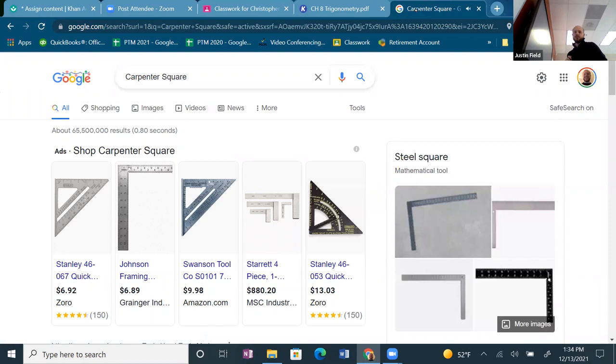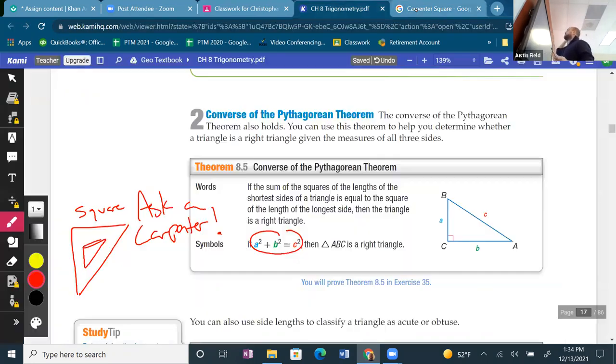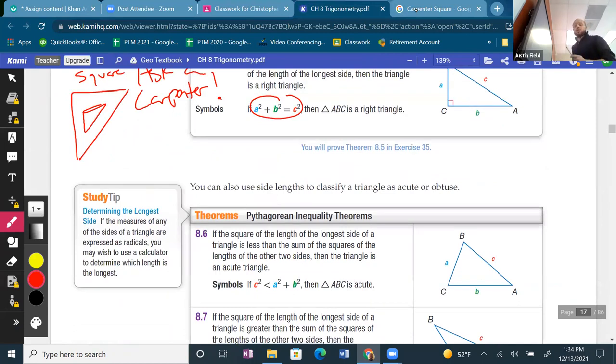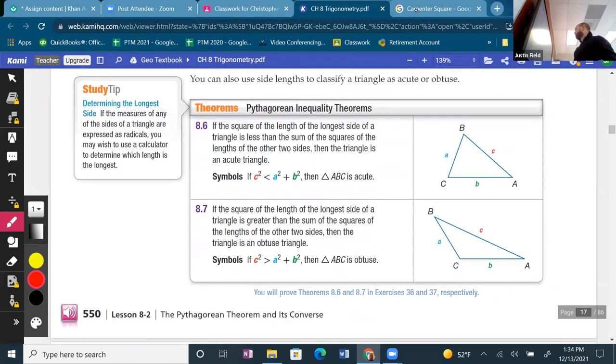There it is. According to Wikipedia, the steel square is a tool used in carpentry. Thank you. Yes, it is. And so what this carpenter tool does is it checks to see if you have a right angle. They don't always know it, but they can do that because of the Pythagorean theorem converse. And look around you, right angles are very important. And also the Pythagorean theorem inequality.